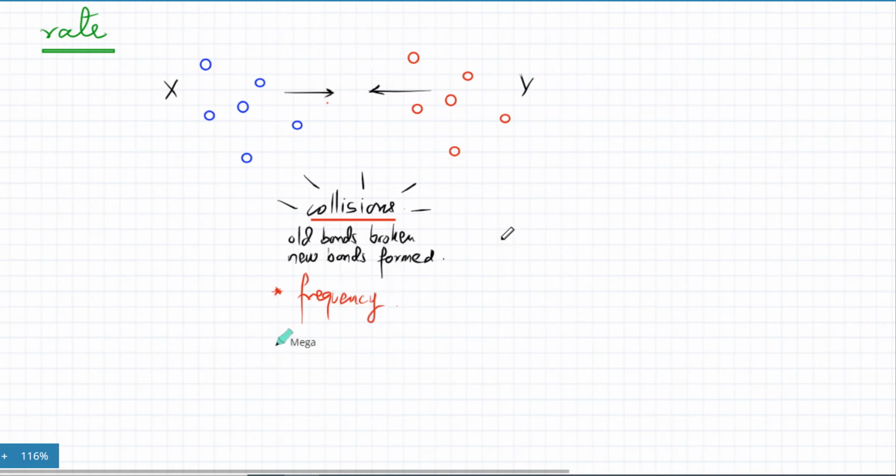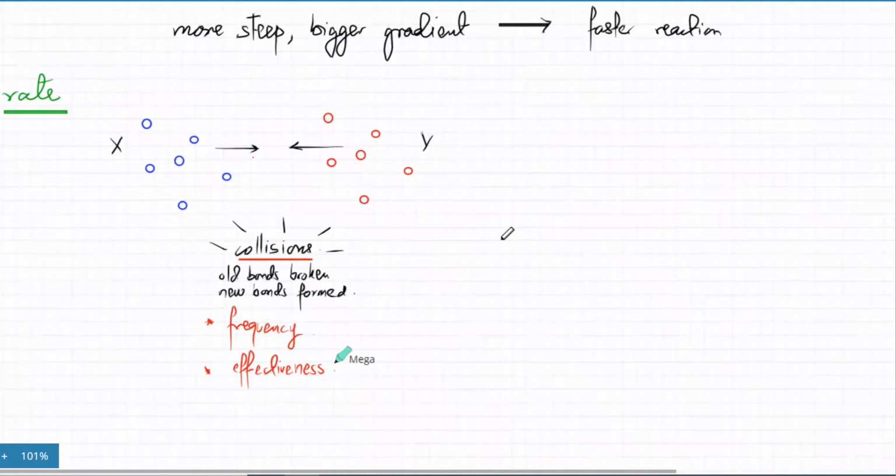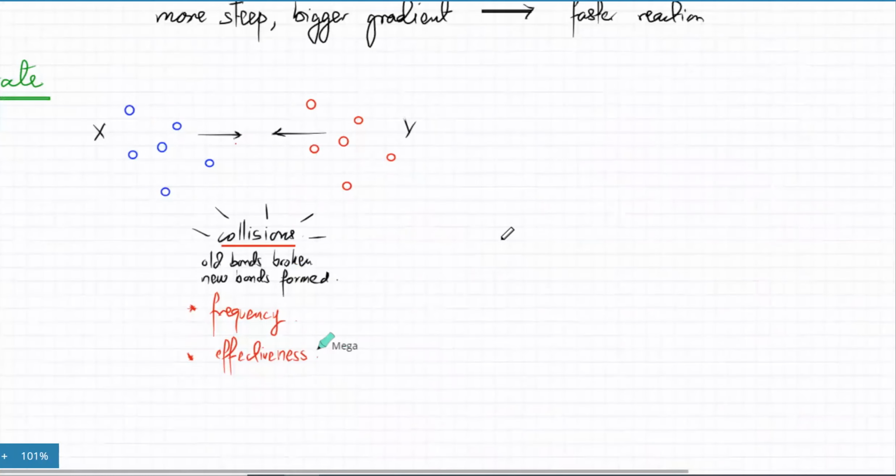And the other one is how vigorously do they collide? Like how much force do they collide with each other? So it's not just collisions, it's not just particles colliding, they have to collide with each other with a lot of force. So one is effectiveness and the other one is the frequency. Are they colliding violently enough so that old bonds are broken and new bonds are formed? So whenever you talk about rate of reaction, you're going to comment on these two things: the frequency of the collisions and the effectiveness of collisions.